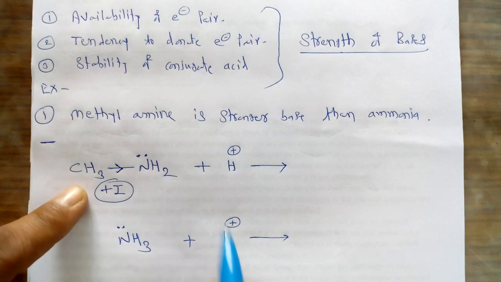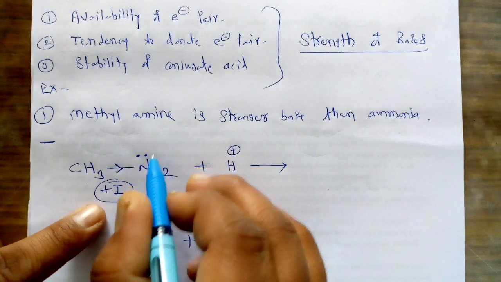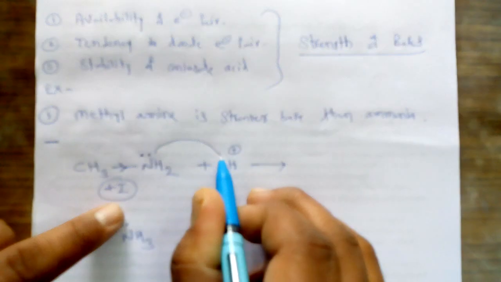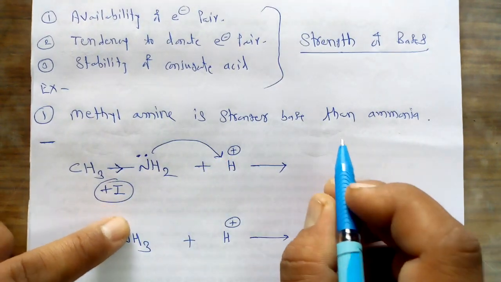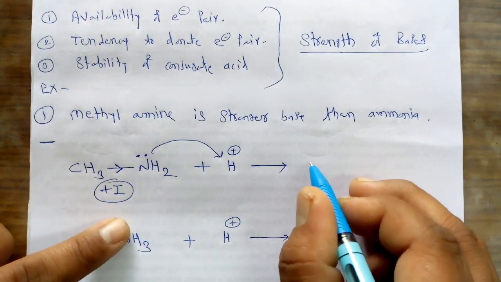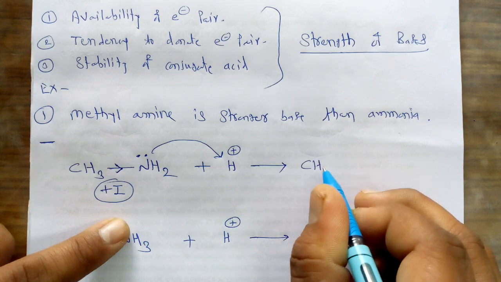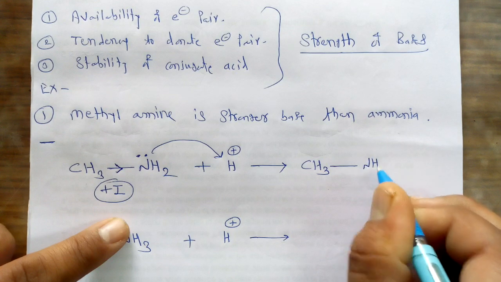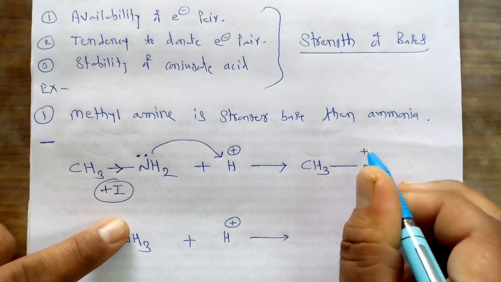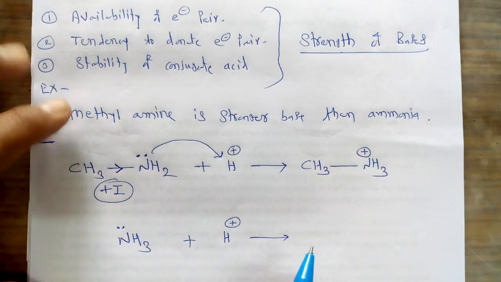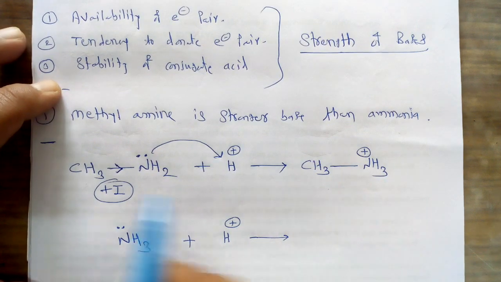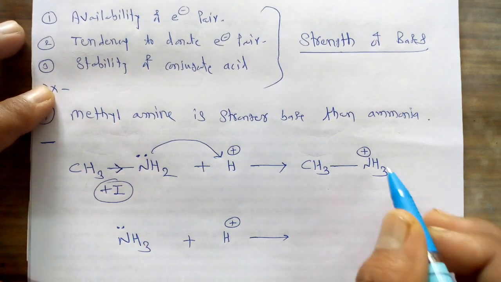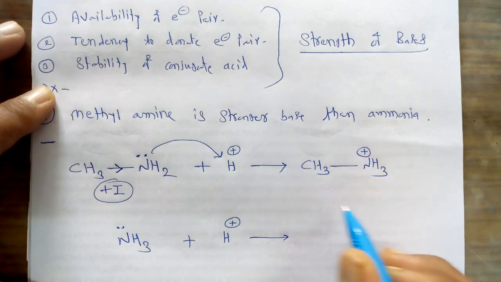So what happens when this electron pair gets donated to this H plus? There is a formation of conjugate acid, that is CH3-NH3 plus. Now this nitrogen becomes positive. Now this is called the conjugate acid of this particular methylamine. So we have to consider now the stability of this particular conjugate acid.